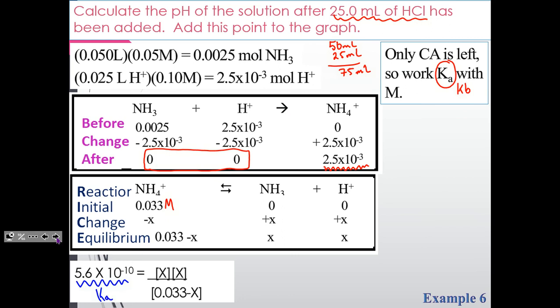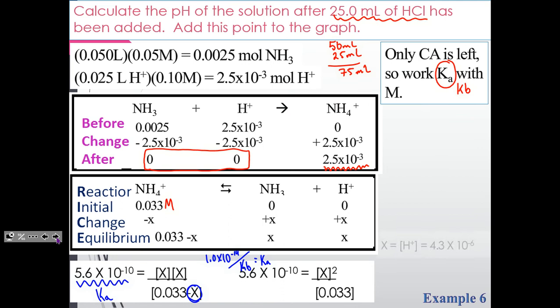Now, again, this is a Ka value. So I had to calculate it from Kb, doing 1.0 times 10 to the negative 14th divided by the Kb, which gave me the Ka. We have x squared over 0.033. I am going to get rid of the negligible x. Cross multiply, take the square root.